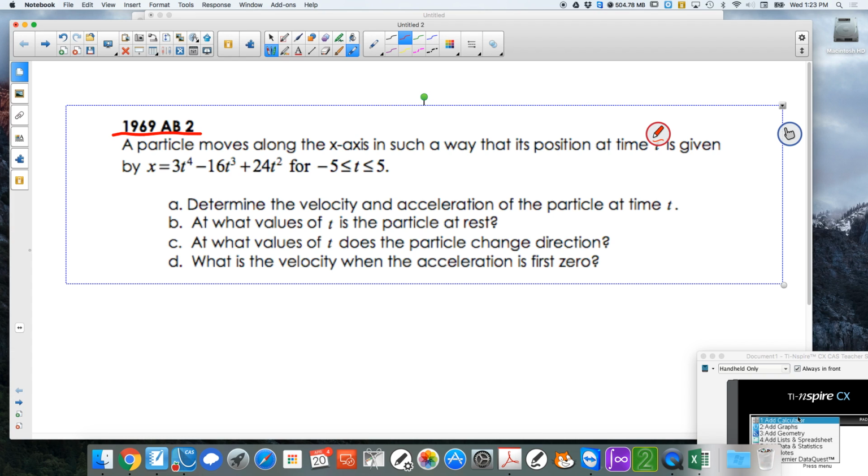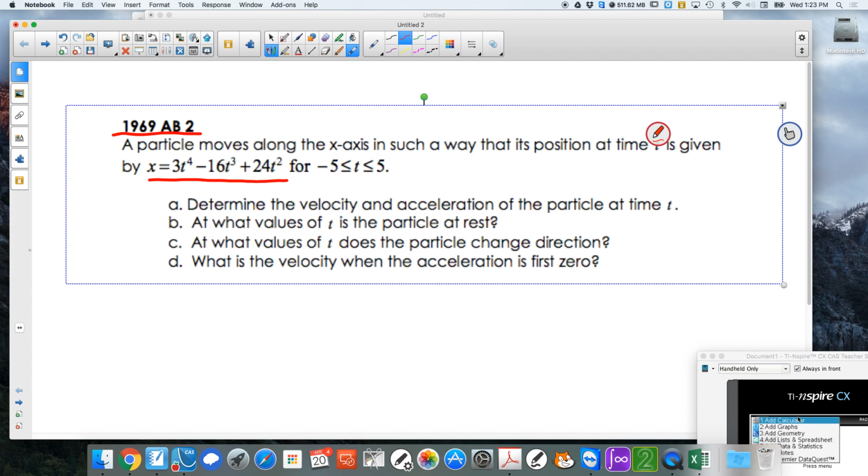And we're going to take a look at our problem, which says a particle moves along the x-axis in such a way that its position at time t is given by the following equation from time -5 to time 5. And we're going to do this problem two ways, because sometimes this problem is a calculator question, sometimes it's a non-calculator question. Let's go ahead and determine the velocity and the acceleration of these particles at time t.